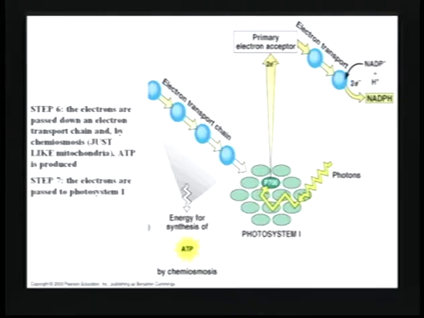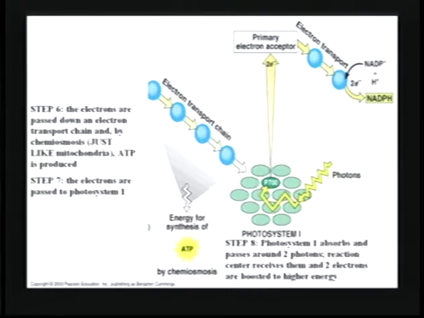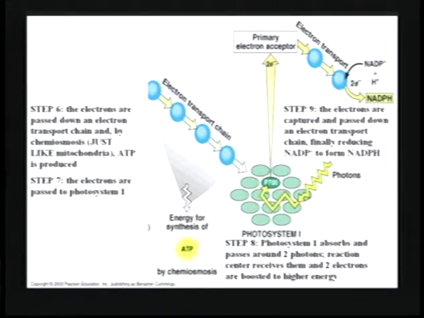Those two electrons then are passed down to photosystem 1. And photosystem 1 then absorbs two photons. And just like in photosystem 2, those photons are passed from one pigment molecule in this reaction center to another until they hit the reaction center. Once that happens, then two electrons are popped up to higher energy. They're captured, passed down the electron transport chain, and picked up by NADP to form NADPH.